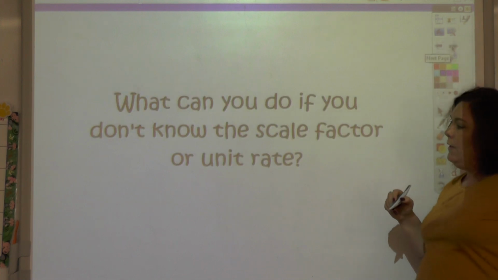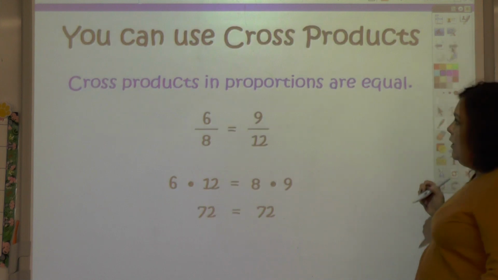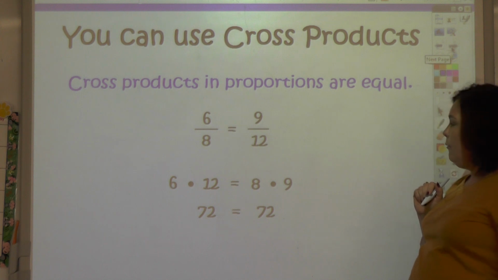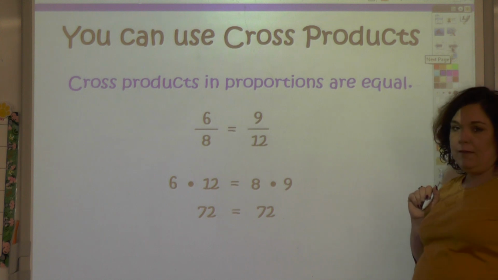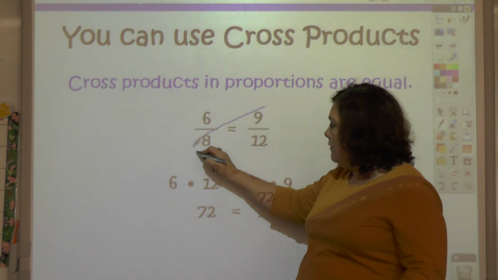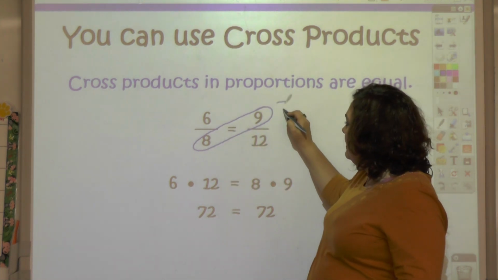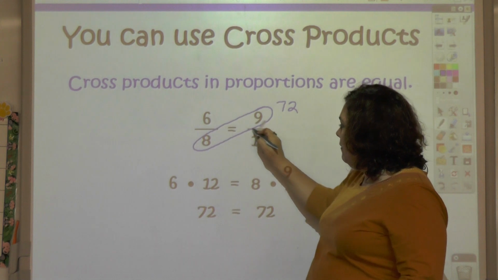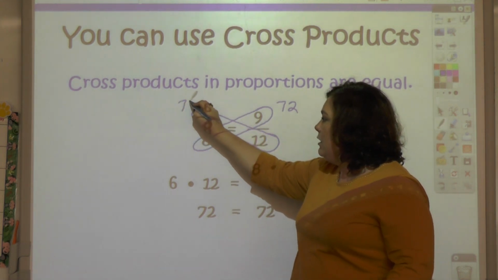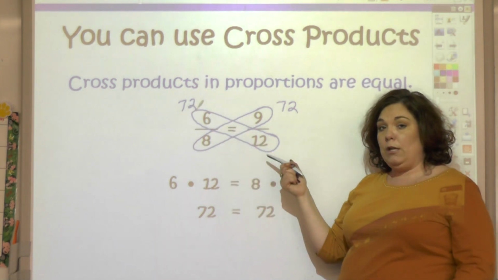So what do you do if you don't know the scale factor or the unit rate? You can use cross products, and cross products in proportions are equal. Let me show you what that means. If I multiply 8 times 9 across here, that is 72. And if I multiply 6 times 12, that is 72. If these numbers are equal, then it's proportionate.